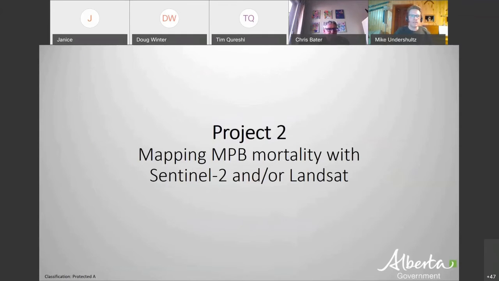The next project I will introduce, and I'm going to pass it over to Chris. So this time we're not using the high res aerial. We are into now Sentinel and Landsat, so free imagery. So take it away, Chris.